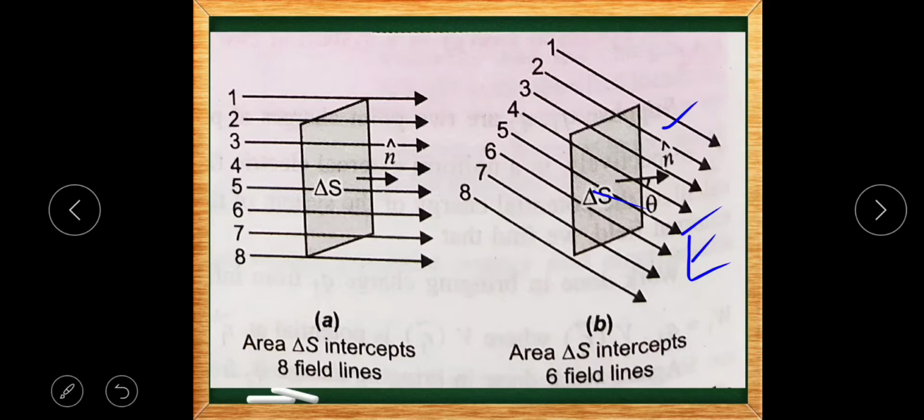Suppose this area element is parallel to the electric field lines. Then what happens? Then no electric field line crosses this area.